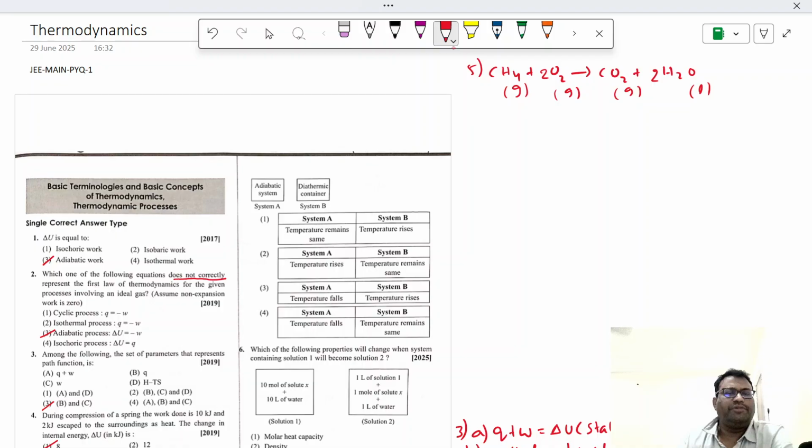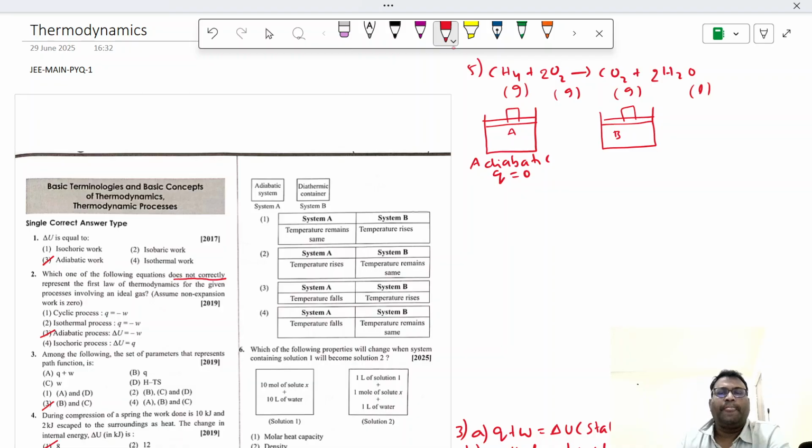In system A, adiabatic system. So this is system A, and this is system B. So this is what adiabatic means. Already we have studied that in adiabatic, Q will be equal to 0. Diathermic container means this wall is diathermic. That means it will allow the flow of heat. Heat can move outside, heat can enter into the system.